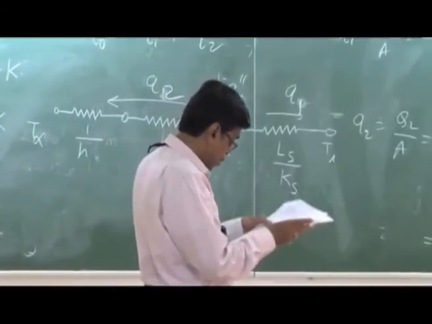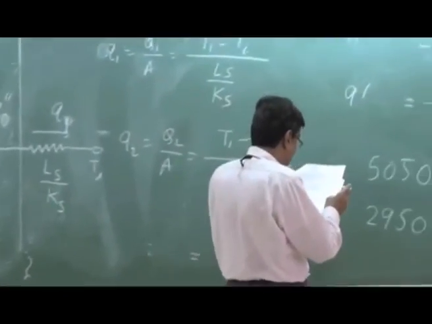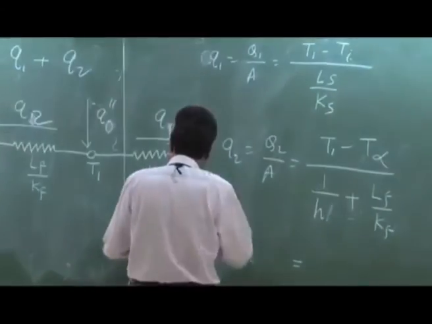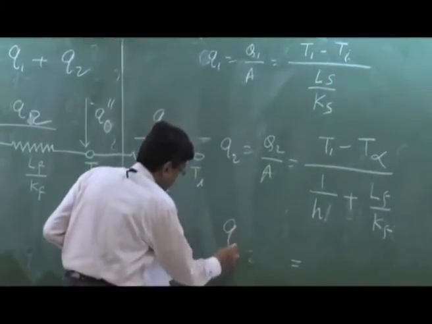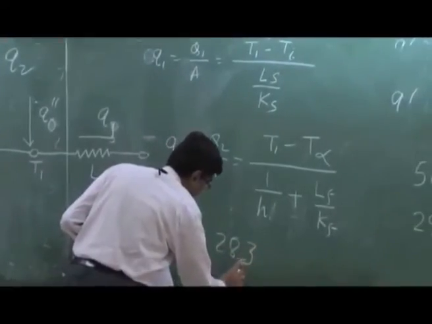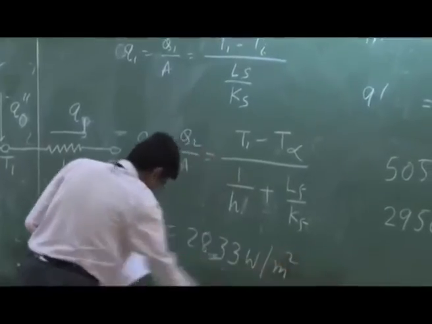Now, what is the answer? If you do it, you will see that the answer is Q0 double dash equals 2833 watt per meter square.